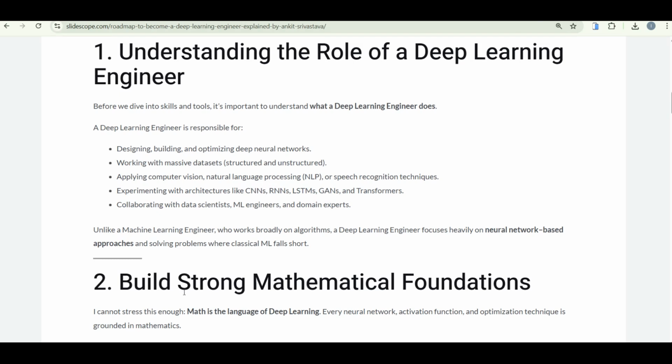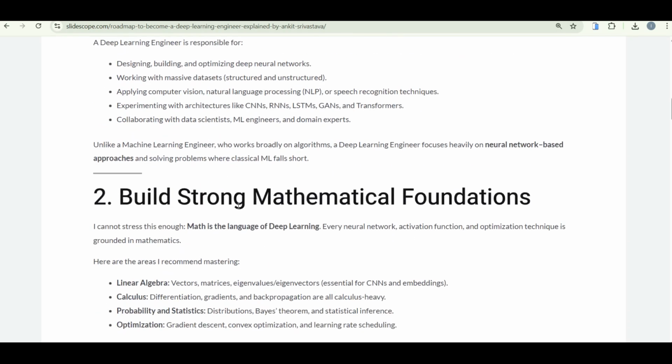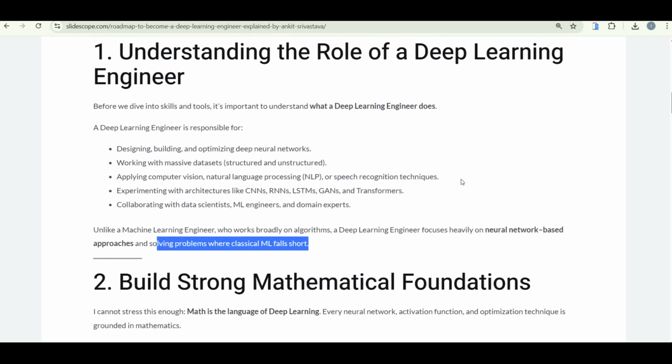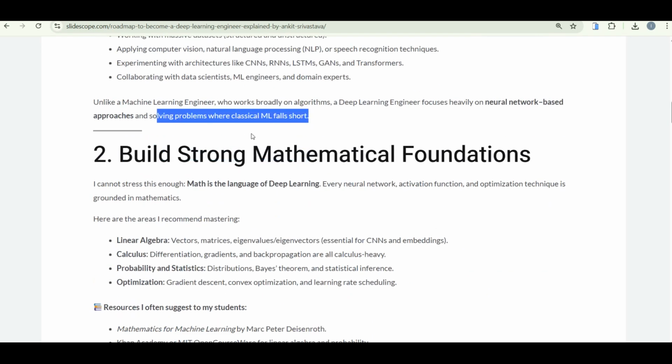Unlike a machine learning engineer who works broadly on algorithms, a deep learning engineer focuses heavily on neural network based approaches and solving problems where classical ML falls short. So in classical ML, we have supervised and unsupervised machine learning. Obviously, it is there, but there the algorithms are different. They are for small datasets particularly, but here when they fall short, then comes neural network based approaches.